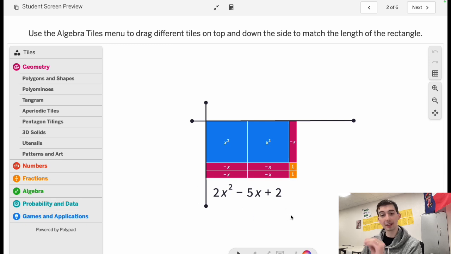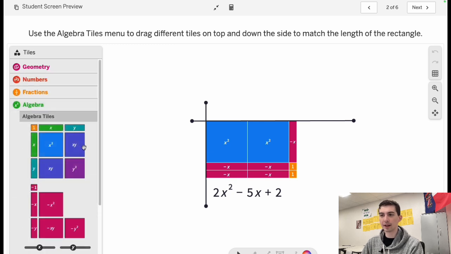So this is how I get this trinomial here, 2x squared minus 5x plus 2, just counting up all these boxes. Now, based on the lengths of these different boxes, I'm going to add in algebra tiles. So I'll click on algebra tiles here, on top and on the side of these boxes, matching up with the length.